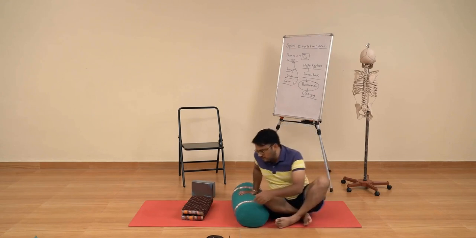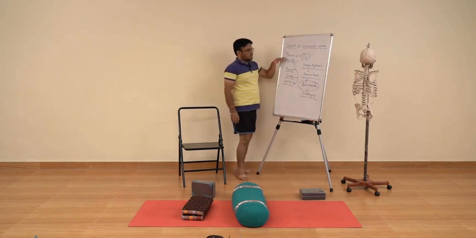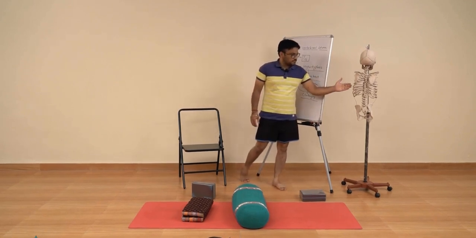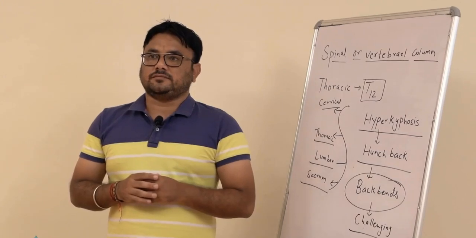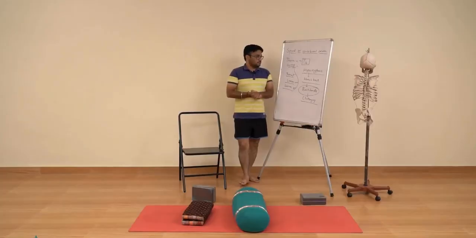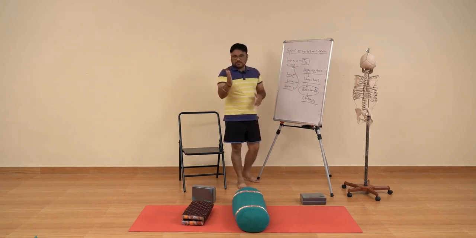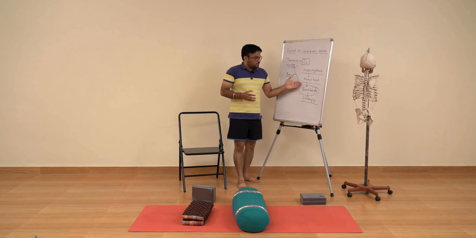So here we have discussed the thoracic spine, right? T12. Then we have 12 pairs of ribs. Each pair of ribs is attached to one thoracic vertebra. Then we talked about hyperkyphosis. Hyperkyphosis, hunchback, is when the kyphotic curve increases into more convexity. The problem comes with a hunchback, problem comes in the back bends. Back bends become more challenging.